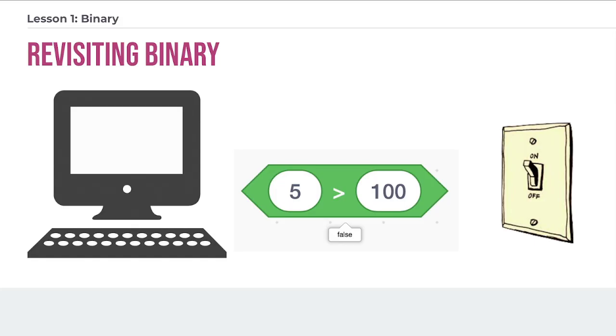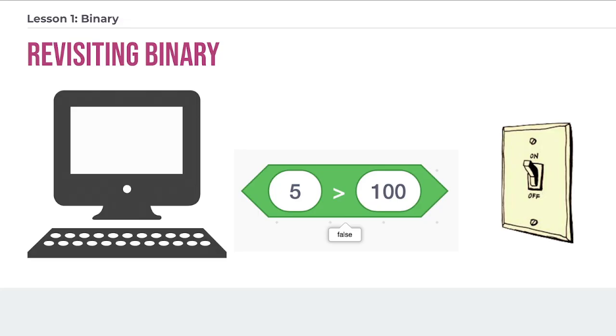We've talked about how it is, and I'll use the term dichotomous. Binary is all about a dichotomous relationship, meaning there are only two possible states. There's a 0 or a 1. There's an on or an off. There's a true or a false.